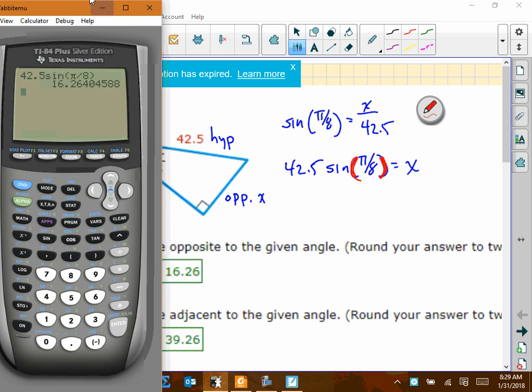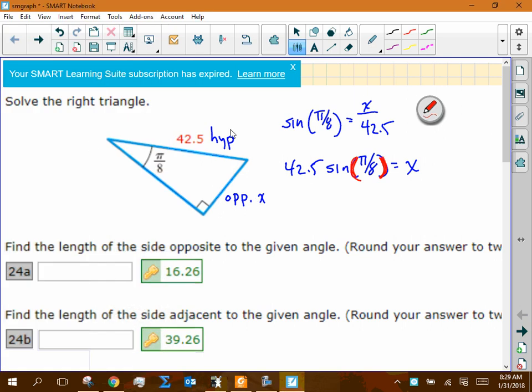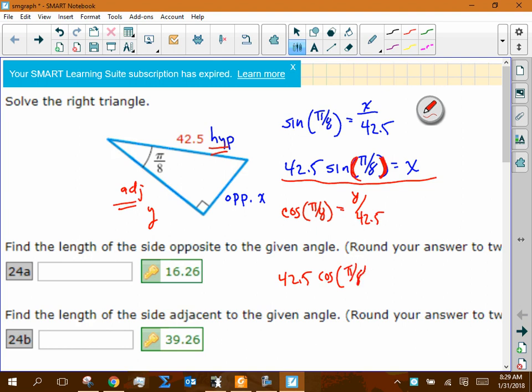Now, in regards to finding the length of the side adjacent to the given angle, you've got a couple options here. We're looking for the adjacent side, maybe we call that y. If I have adjacent and now I have hypotenuse, I could use cosine. So cosine of pi over 8 is equal to adjacent over hypotenuse, so y over 42.5. Multiply both sides by 42.5, and that should give me my y value. So we could do it that way.